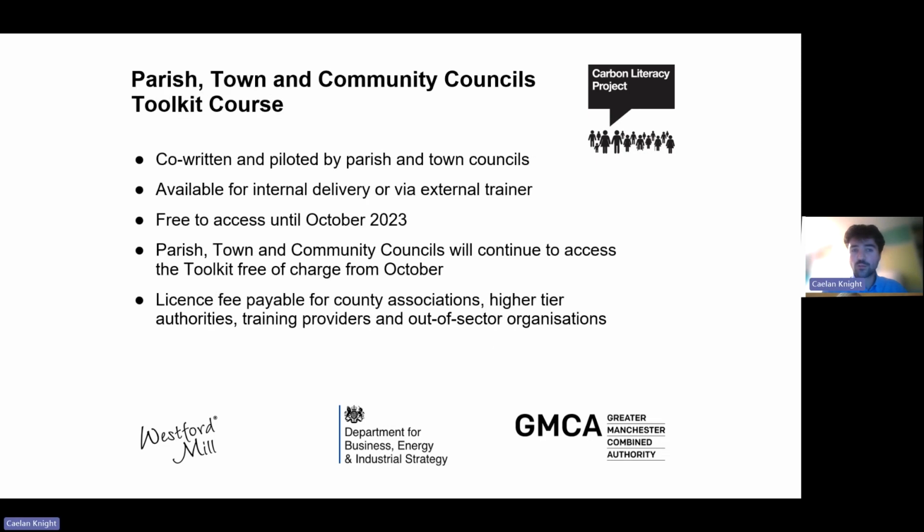So I've talked a bit about the local authorities toolkit. I think it'd be worth now going a bit more into detail around the parish, town and community councils toolkit course. So this was co-written and piloted by parish and town councils themselves. It's available for internal delivery or via an external trainer. So that means that any of you on the call could pick up this toolkit course. It's an off-the-shelf, ready-made piece, and you could deliver to your peers. If you prefer, you can also contract a number of external trainers who are very experienced in delivering carbon literacy training to local authorities.